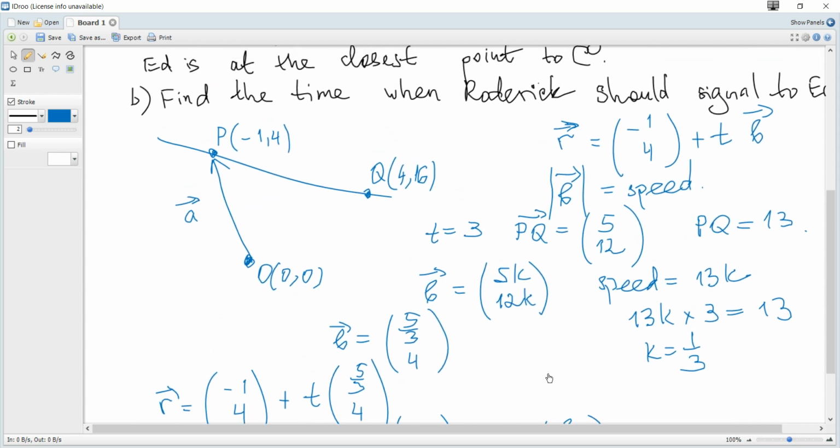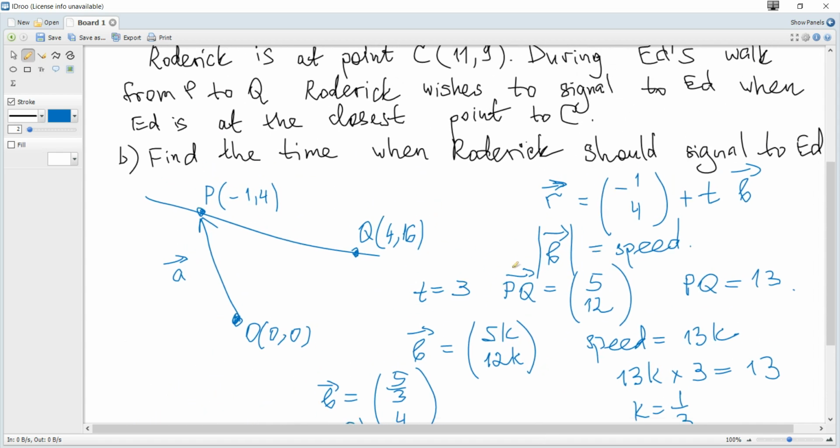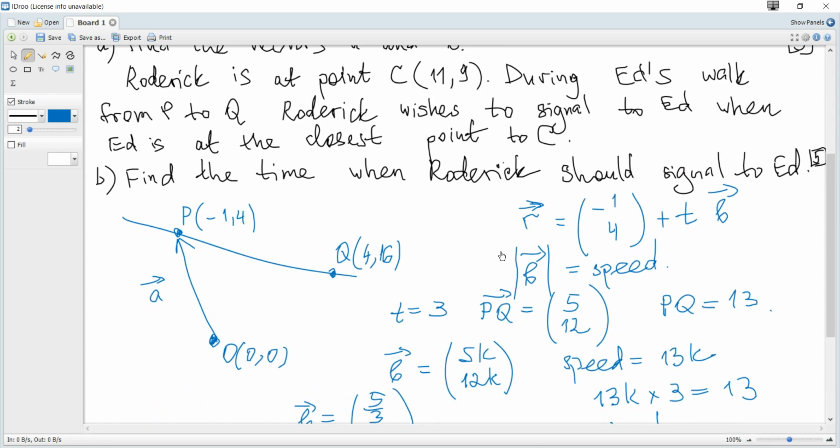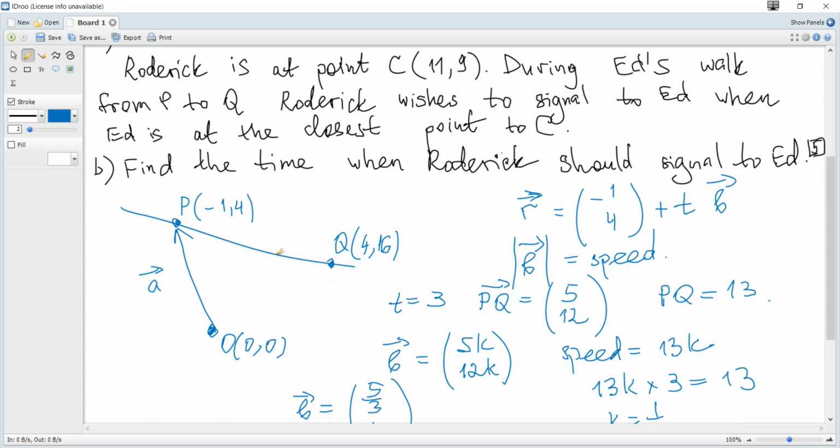The next part. Roderick is at point C with coordinates 11 and 9. During Ed's walk from P to Q, Roderick wishes to signal to Ed when Ed is at the closest point to C. Find the time when Roderick should signal to Ed.